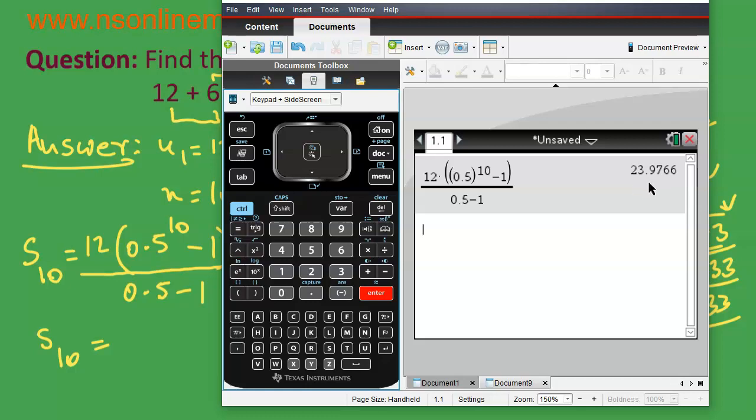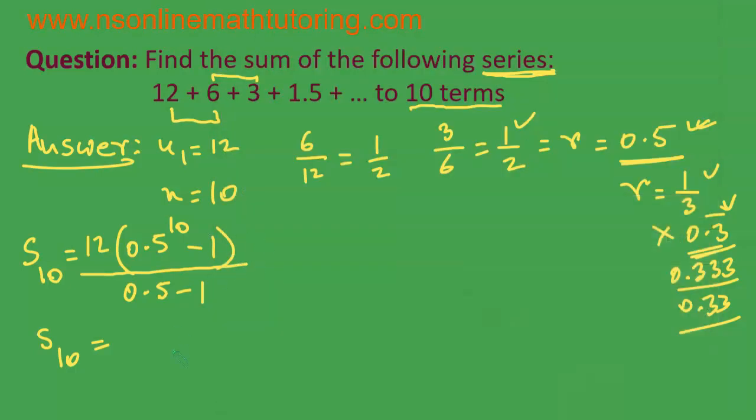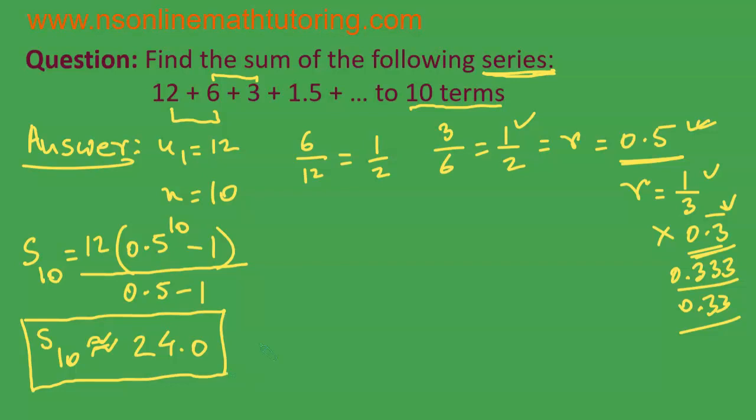If I take up to 3 significant figures, it will be 24 approximately, 24.0 approximately. So it is approximately equal to 24.0. This is our answer for this question. Okay. Now let us move on to the next question.